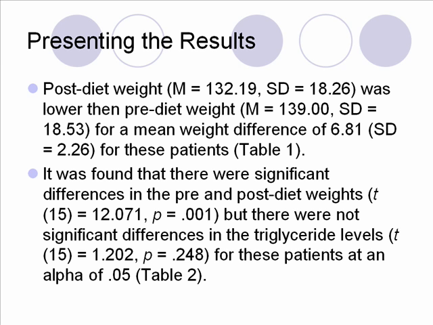But there were not significant differences in the triglyceride levels. Again, we have the t, the 15 is the degrees of freedom, which I don't want to confuse you with. I give the number from the table, then I give the p level, 0.248, for these patients at an alpha level of 0.05. Again, we rejected the null hypothesis for the pre and post weights. That means there was a difference between the groups. We failed to reject the null hypothesis for the triglyceride levels because the diet did not make a difference for these patients.